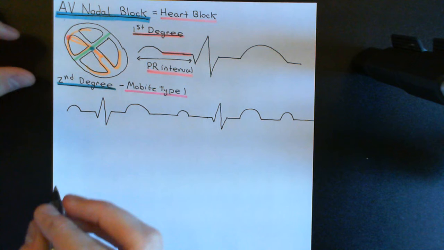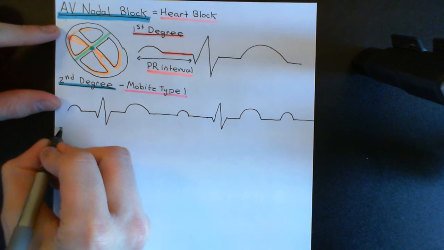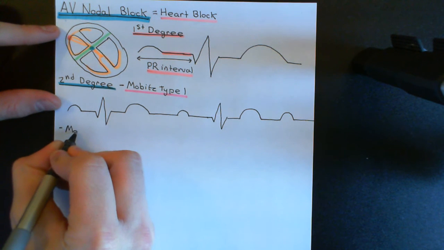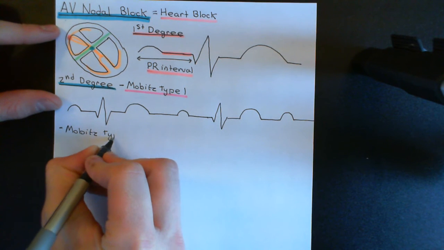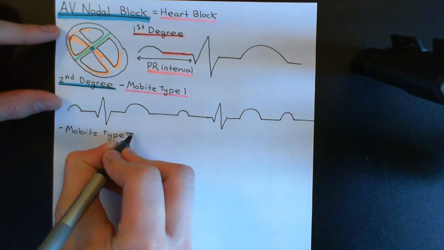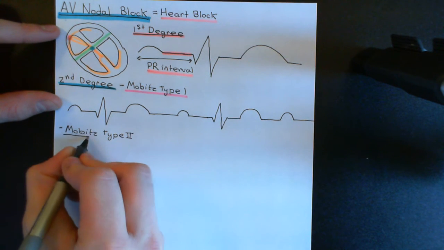Okay, so that's Mobitz type 1 second degree AV nodal block. Now let me talk about Mobitz type 2 second degree AV nodal block. So now Mobitz type 2. Okay, so in Mobitz type 2 it's slightly simpler.